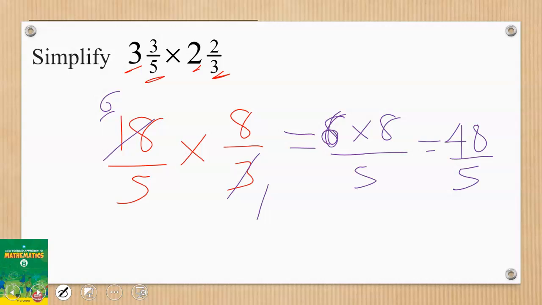mixed number again, because the question was given in mixed number. And so the question is, how many times will 5 divide 48? And that is going to be 9 times, right? Because we know that 9 times 5 is 45. So that would be 9 whole number. And what is the difference? 48 minus 45, we have 3/5. So the answer becomes 9 whole number 3/5.